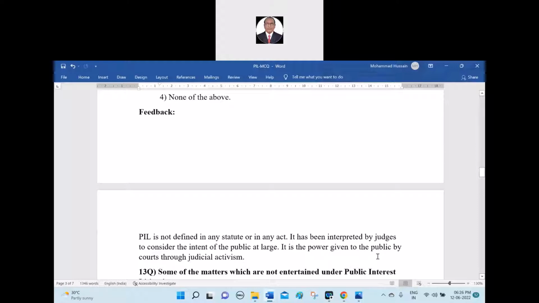Supplementary question. What is meant by judicial activism? Anyone? What is meant by judicial activism? Yes.